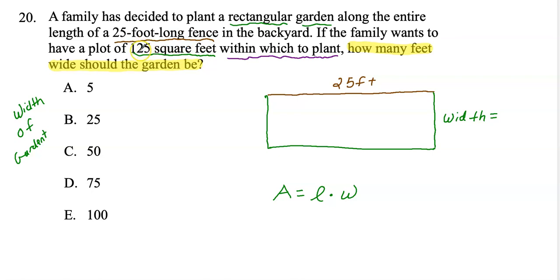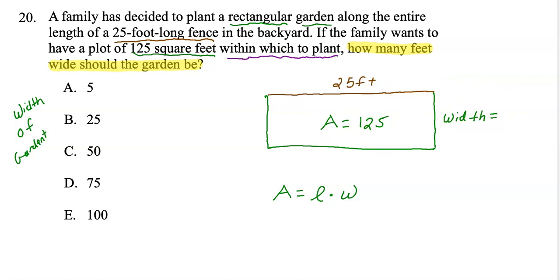And this word square feet, when you see the word square feet, it implies area. If it just said 125 feet without the square, it would imply perimeter. So that's another clue word. This square feet tells us that this 125 represents the area. So the area equals 125 square feet. So now we're getting somewhere. This is my length, this is my width. So 25 times what number, when I multiply it with the width, gives me 125?